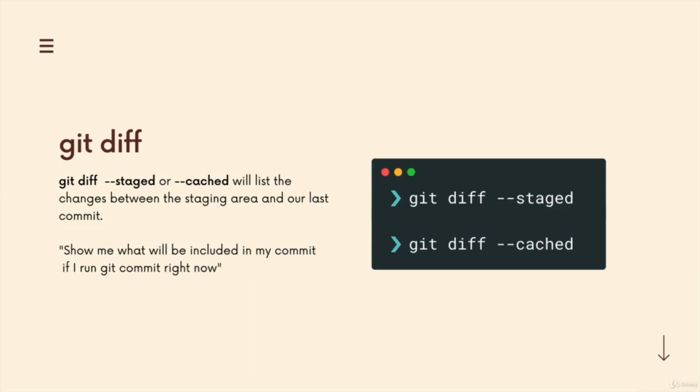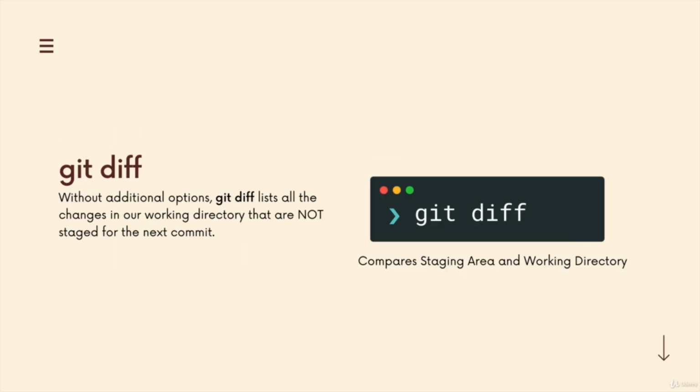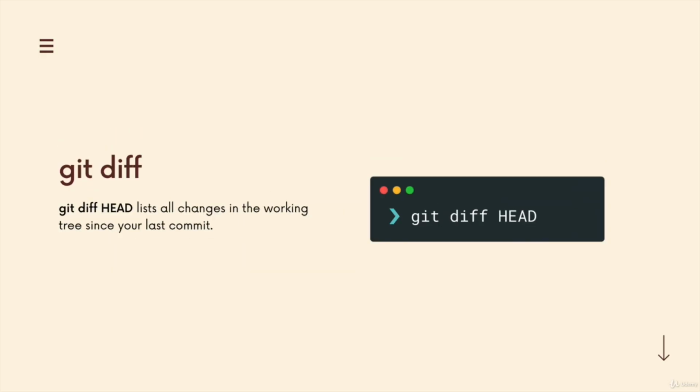And we saw that we can use the --staged or --cached option to only see the changes that are staged. To see unstaged changes only, we can use git diff, and then to see all changes since the last commit, so everything that's new in the working directory, staged or unstaged, git diff head.